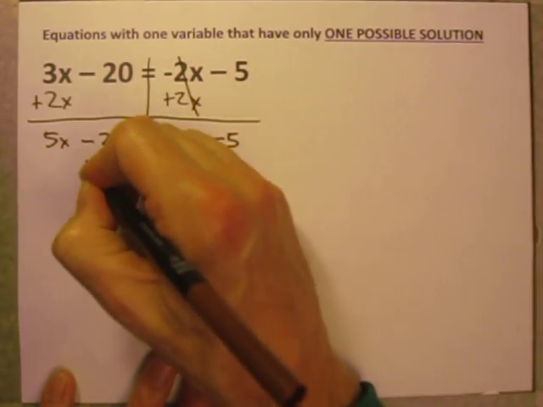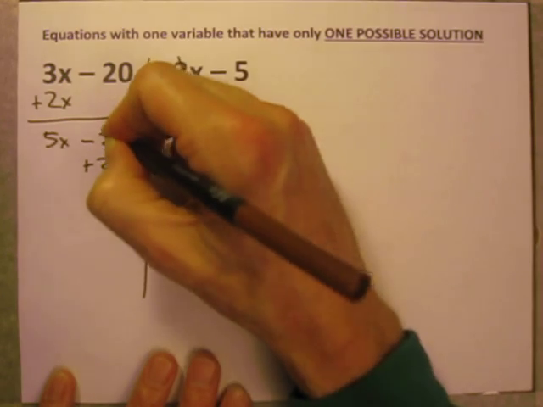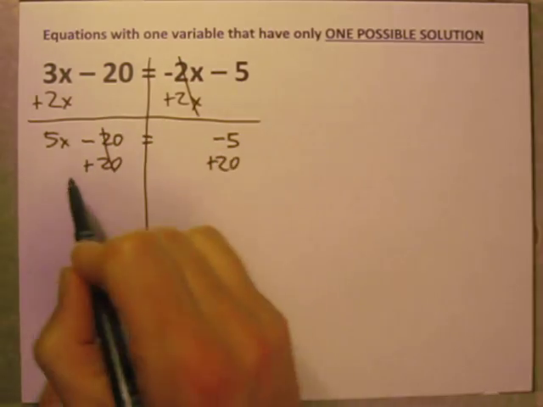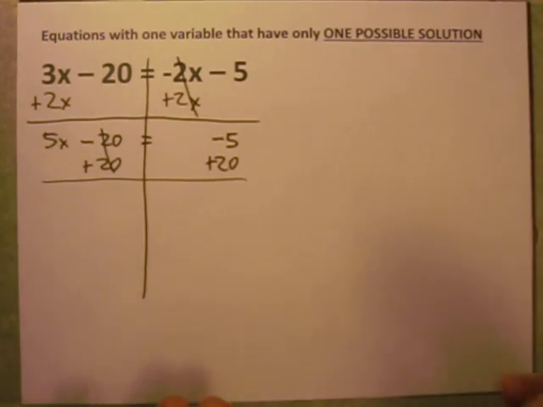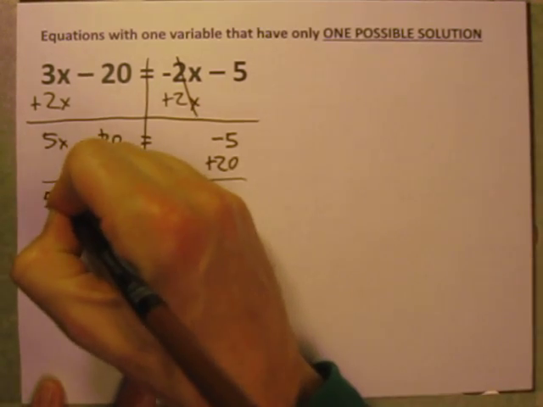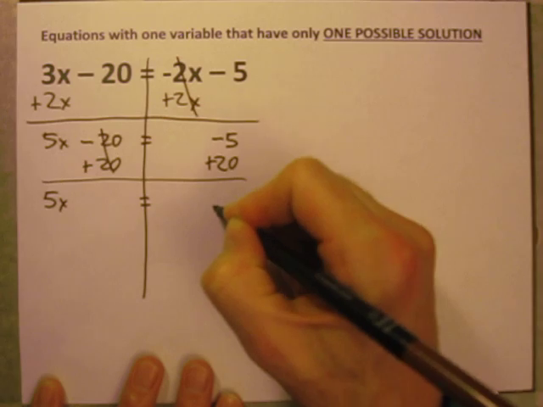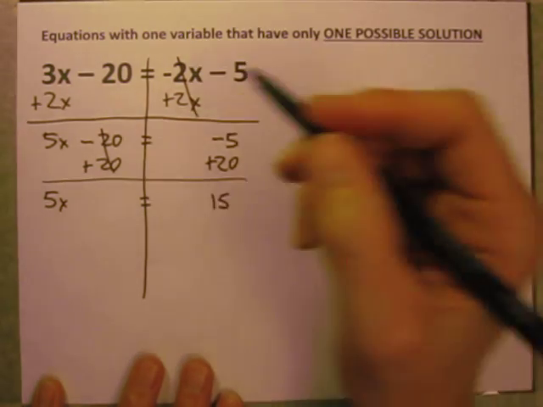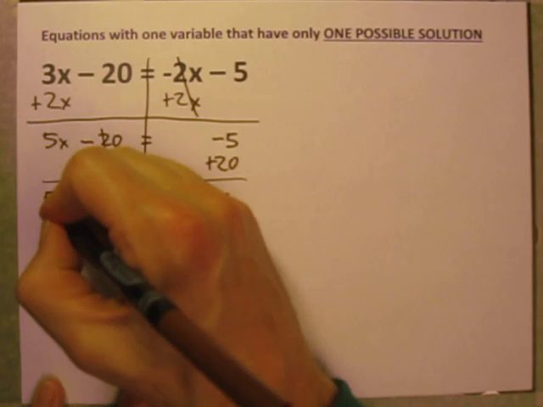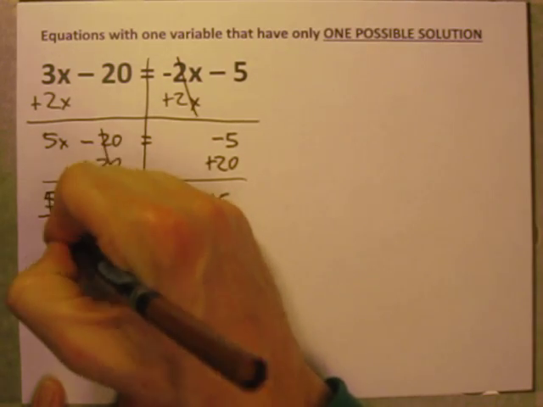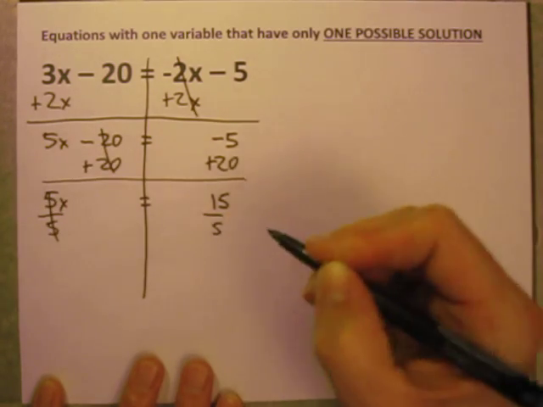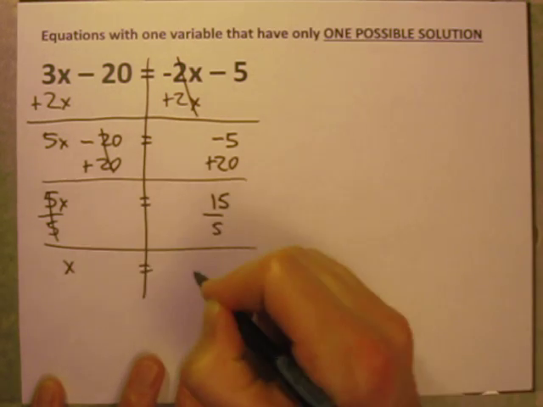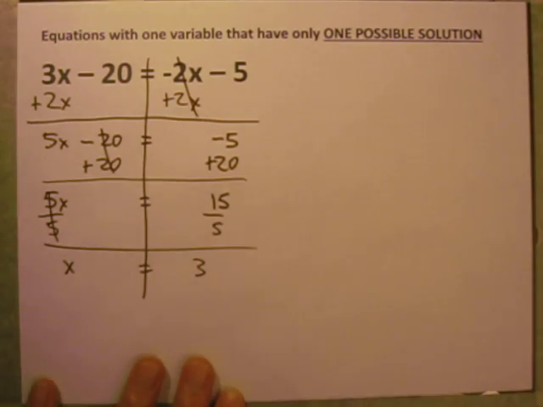The opposite of minus 20 is plus 20. I'm just solving this thing here. Plus 20 over here. And what's left? 5x is equal to 15, because negative 5 plus 20 is 15. Finally getting x by itself. Divide by 5, divide by 5, and x is equal to 3.